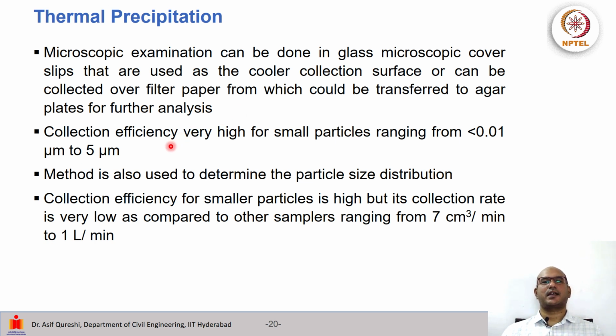The collection efficiencies can be very high for small particles in the range 0.01 micrometer to 5 micrometer. The method is also used to determine the particle size distributions. One point to note is that collection efficiency for smaller particles is high, but the collection rate may be low compared to other samplers, because the rate is around 7 cm³ per minute to 1 liter per minute.